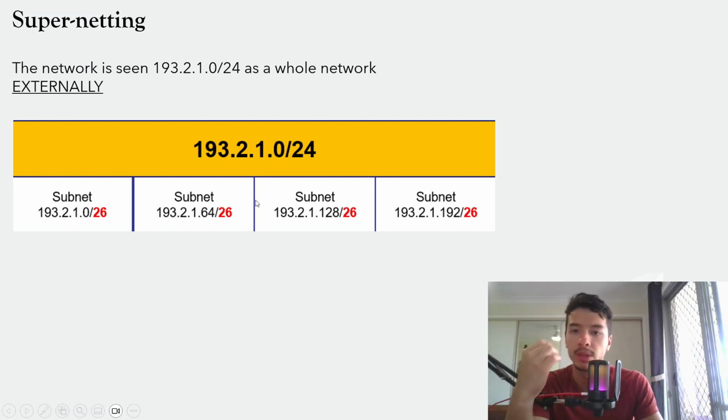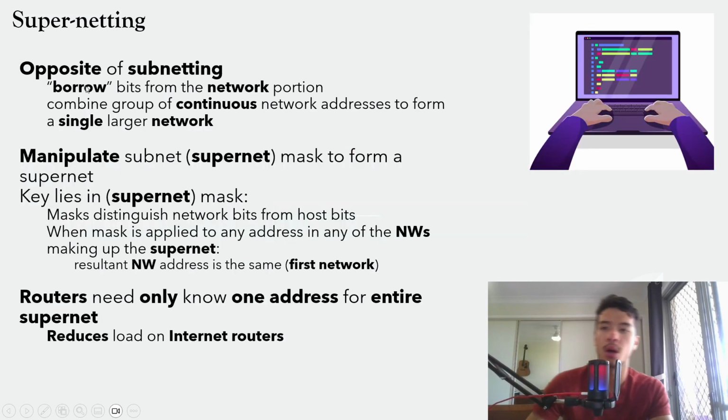Now, this is to make the routing table more efficient. On the next slide: opposite to subnetting, you borrow bits from the network portion. Combine a group of continuous networks and addresses to form a single larger network. Manipulate the subnet mask to form a supernet mask. The key lies in the supernet mask. The mask distinguishes network bits from host bits. When the mask is applied to any address in any of the network addresses making up the supernet, the resultant network address is the same as the first network.